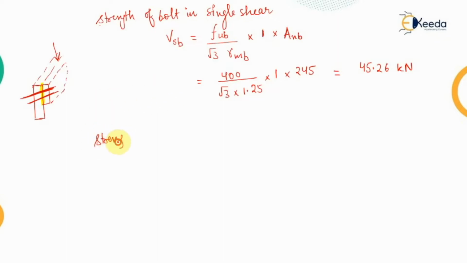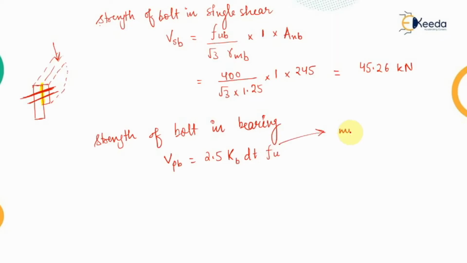Now since the bolt is connected to the other steel element, we need to calculate the strength of the bolt in bearing also. The strength of the bolt in bearing is represented by VPB, and it is given by the formula 2.5 KB, which is some constant value, into D, into T, the thickness of the thinner member, into FU, which is the minimum value of FU or FUB. As we know, FUB is lesser, and it is to be divided by the partial factor of safety for the bolt material.